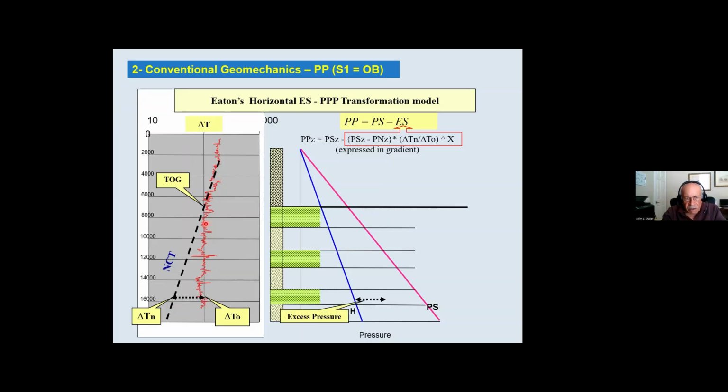So we're going to take that delta T, the observed or measured delta T, and the normal delta T, as if that extrapolated trend of normal compaction trend goes to the same depth. So we have two values, delta T normal and delta T observed. We put them here on the plot, and we say this is the effective stress. This is the prediction in the shale.